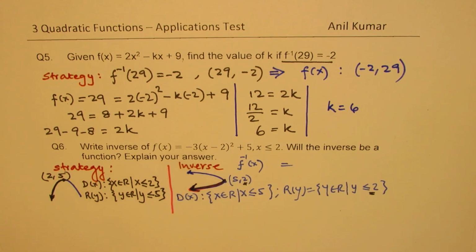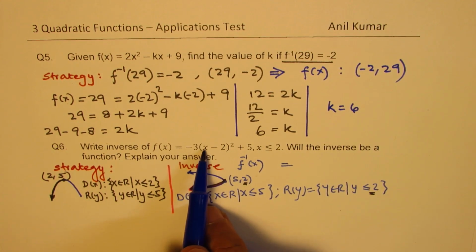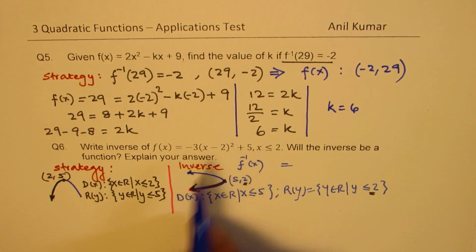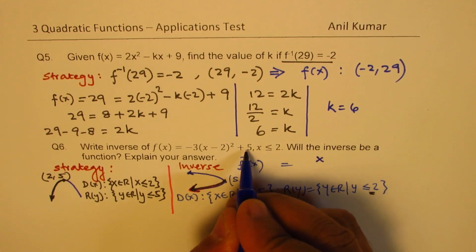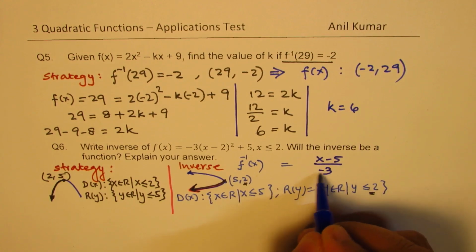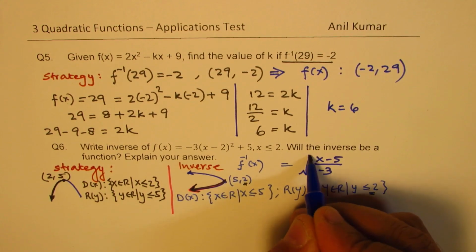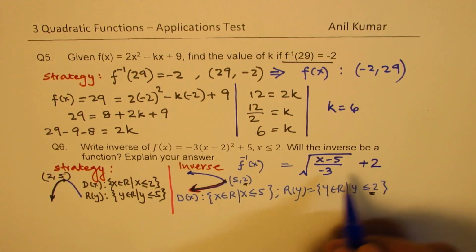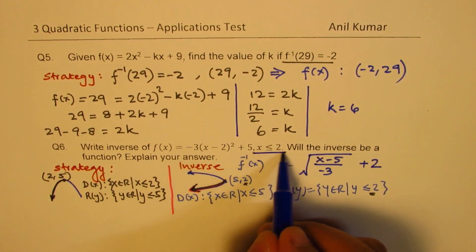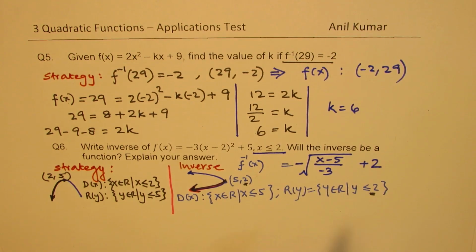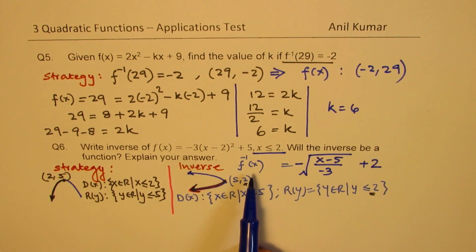So that's the first part. If I have to isolate x, what should I be doing? So what I will do here is, this is x minus 5. This is my first thing, x. I'll take away 5. Then I'll divide by minus 3. Then I'll do square root, right? And then I will add 2. Now in the square root, since our restriction is to the left side, we are going to take the negative side. Do you see that? So that becomes the inverse of our function.